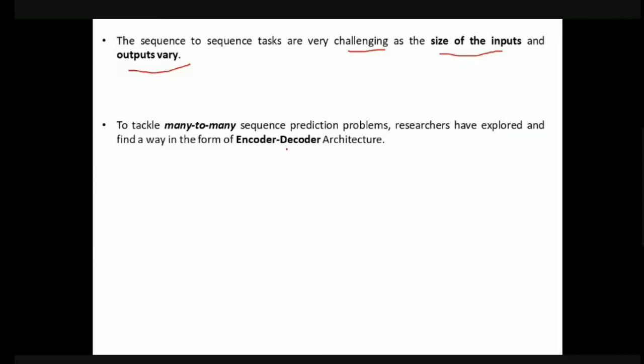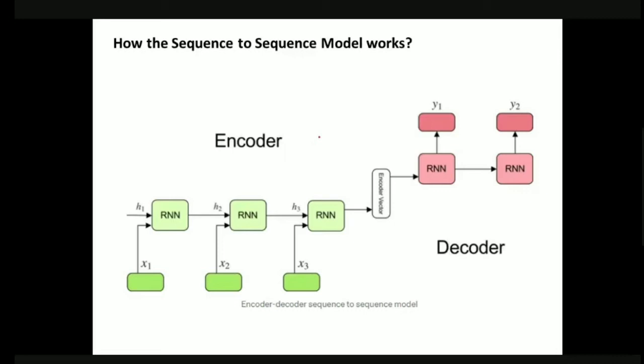To tackle this kind of many to many sequence prediction problem, when we discussed RNN, we discussed one to one, one to many, and many to many types of RNN models, right? So to tackle this many to many sequence prediction problem, the researchers found a new way, and that is what we call the encoder decoder model. Now we are going to discuss the encoder decoder architecture and how it is useful for solving sequence to sequence problems. Now, how does the sequence to sequence model work?